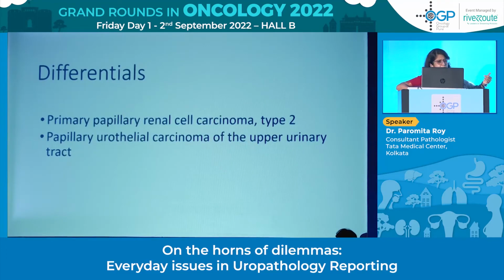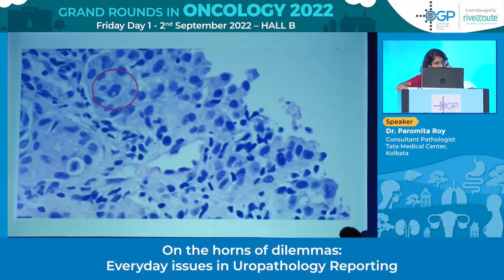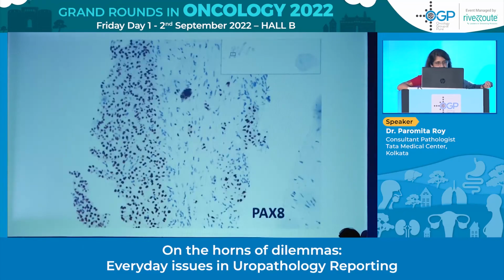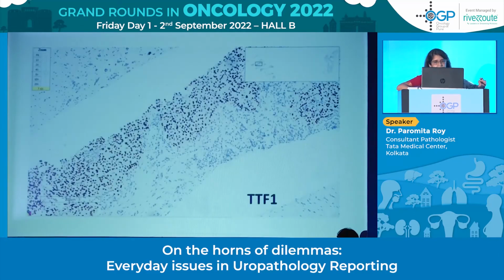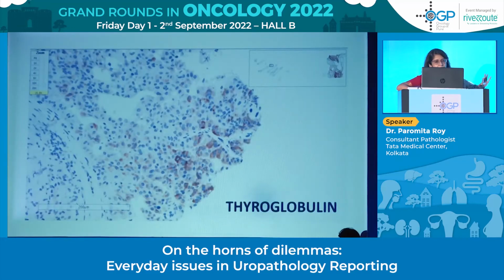So our differentials were, is it a papillary RCC type 2? Of course, type 1, type 2 doesn't need to be differentiated now. Or a papillary urothelial carcinoma of the upper urinary tract. These were our differentials. But on closer inspection, quite a few of the cells had these intranuclear inclusions. Like you saw in a case this morning by Dr. Santosh Menon, PAX8 positive, TTF1 positive, thyroglobulin positive.